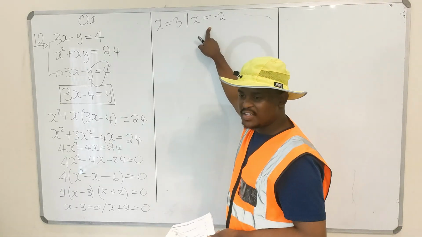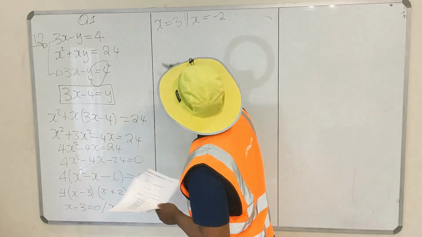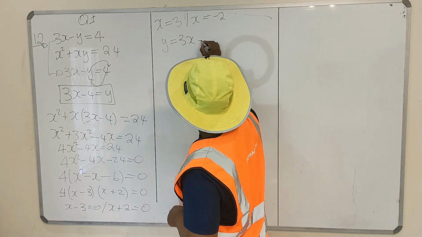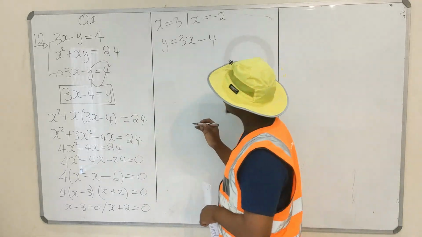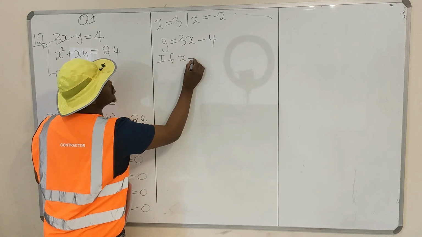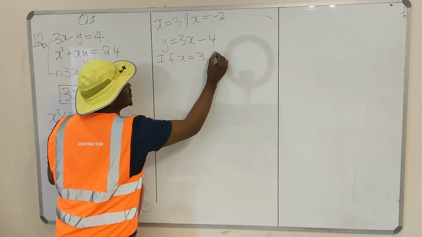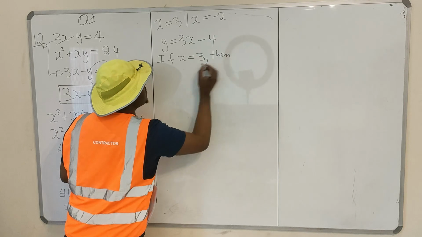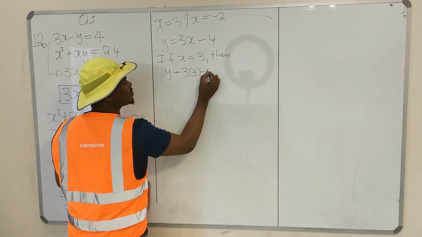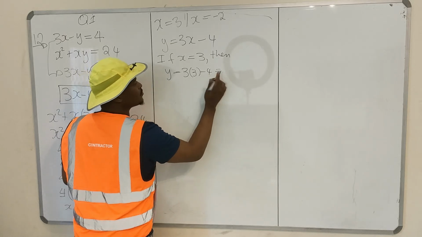What do I need now? I need the y values. I said my y is equal to what? 3x minus 4, right? So, if your x is equal to 3, then your y is equal to what? 3 times 3 minus 4, which is 9 minus 4, which is 5.